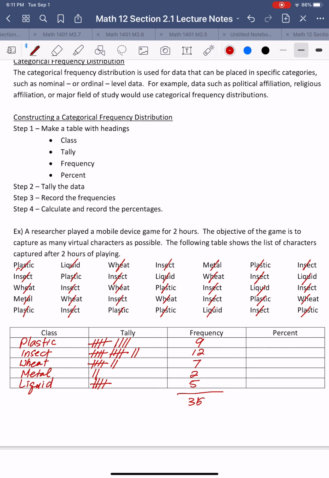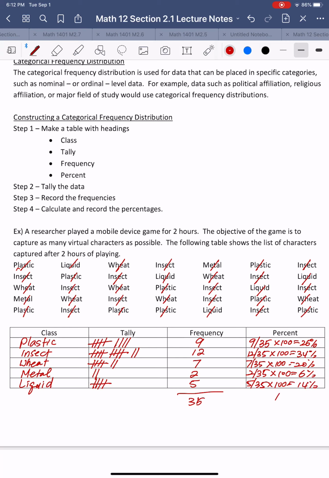And then percentage is always the frequency divided by the total, multiplied by 100. Rounded to the whole percent, 9 divided by 35 is 26%. 12 divided by 35 times 100, I have 34%. 7 divided by 35 times 100, I got 20%. 2 divided by 35 multiplied by 100, I got 6%. And 5 divided by 35 multiplied by 100, I got about 14%.